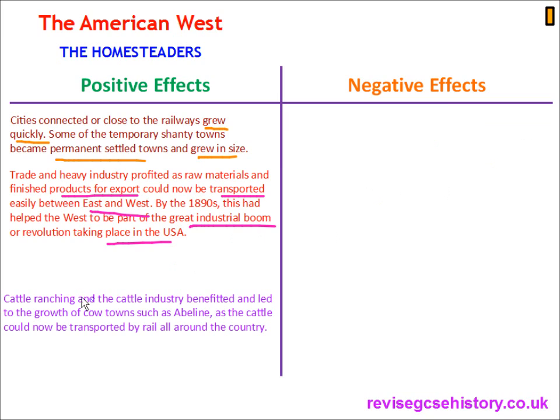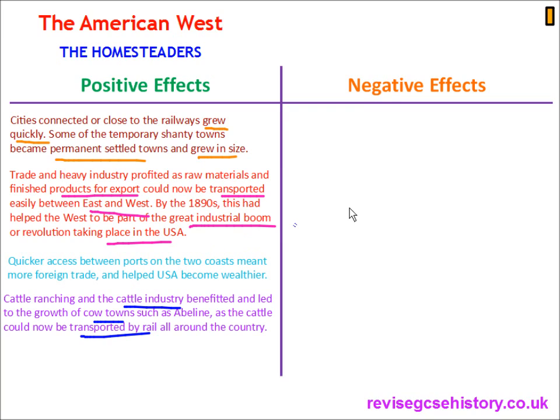Cattle ranching and the cattle industry benefited, and this led to the growth of cow towns such as the one in Abilene, as cattle could now be transported by rail all around the country. So that helps the cattle industry develop. Missed that one out previously.